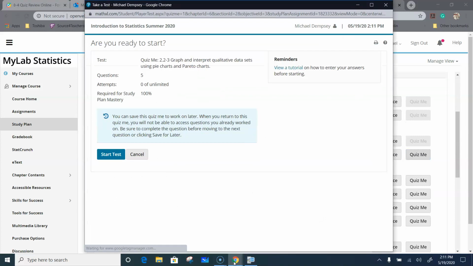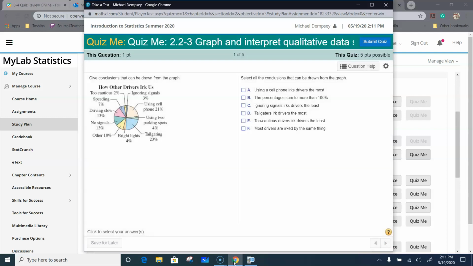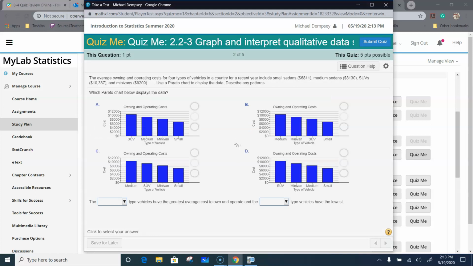More graphs. So this is pretty simple here. I just want to find the percentages, the options that are true here. It looks like the 2 cautious drivers, right? That's 2%. That does look like that's the least percentage of all of them. Okay. What irks drivers the most? Looks like my highest percentage is at 23%, and that is indeed the tailgating. And to say most drivers are irked by the same thing is not true, because we don't have anything over 50%. So you're just looking for what conclusions could be accurately drawn from that picture, right?